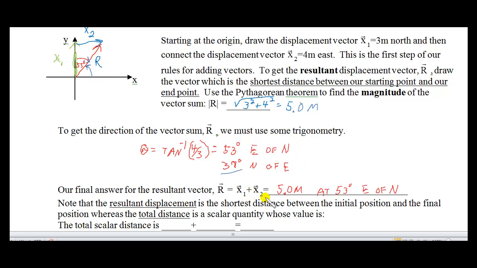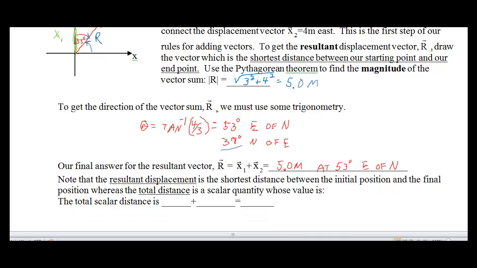Now, our final answer, therefore, becomes: the resultant is the vector sum of x1 and x2. It has a magnitude of 5 meters, and the direction is 53 degrees east of north. And again, note that the displacement is the shortest distance between the initial position and the final position, whereas the total distance is a scalar quantity whose value is, well, push that pause button and fill in this blank right in here. What is the total scalar distance?